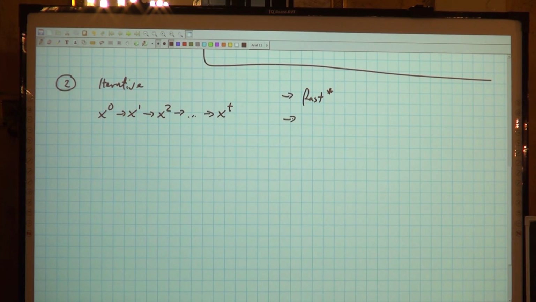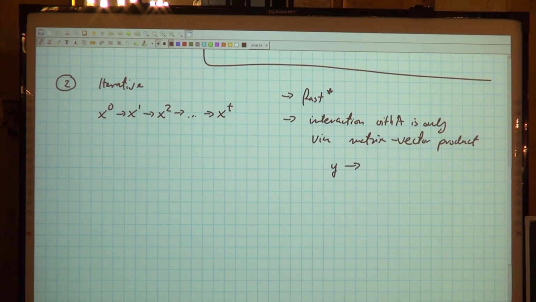The other thing that will be very nice is the computational model. The only way we will interact with this matrix will be in a very simple way. Namely, the only thing that we will ever want to do is multiply a vector times our matrix. So our interaction with A is only via matrix-vector products. Essentially, all I really need is an oracle that, given a vector y, returns to me A times y. I don't even need direct access to the matrix A.